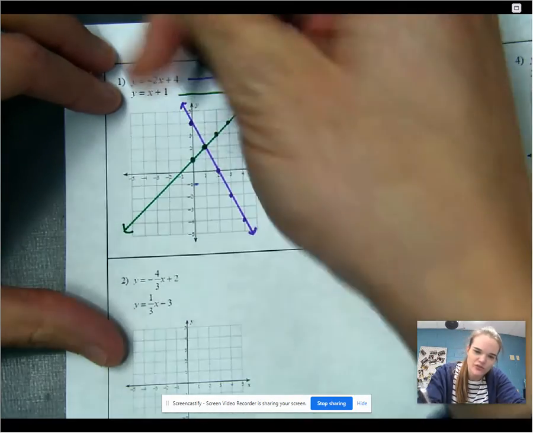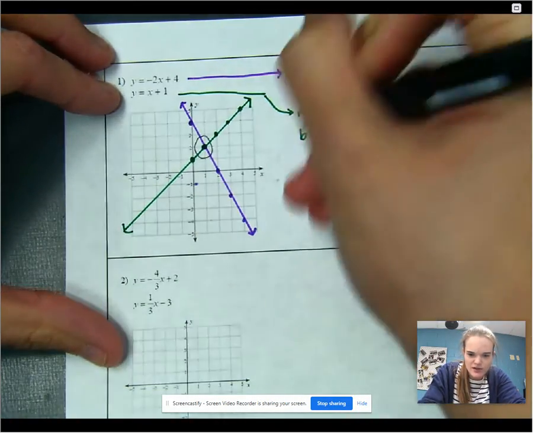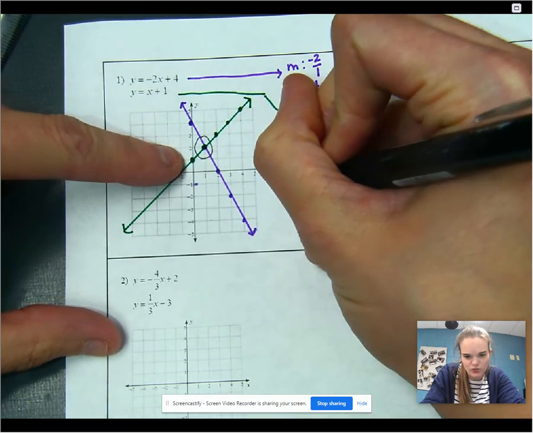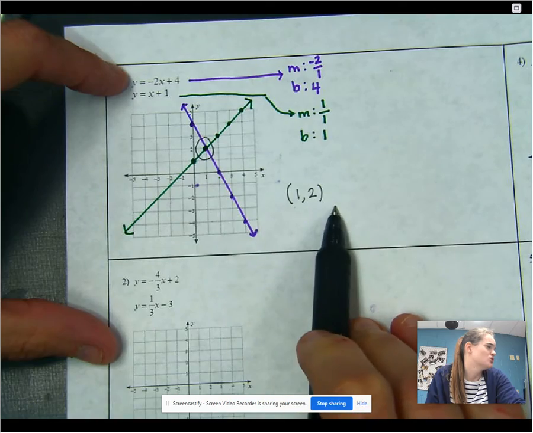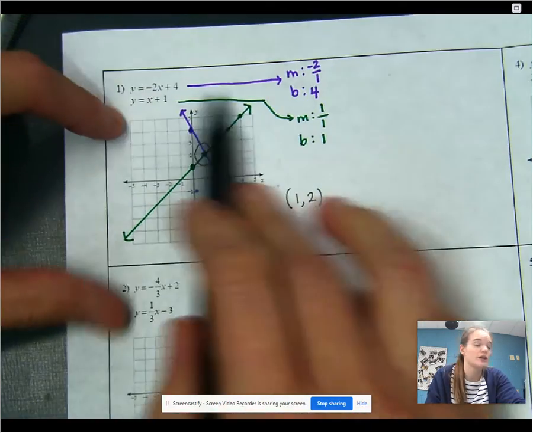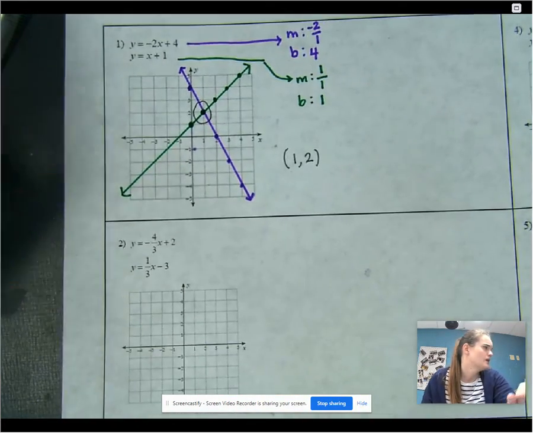Okay. They intersect right here. The point of that intersection is 1, 2. So the answer I would be looking for is 1, 2. Your work, showing your work, is the graph. Okay. Number 2.